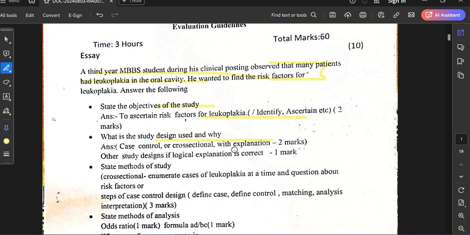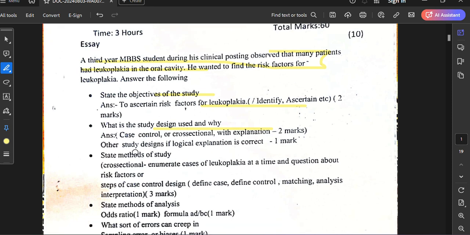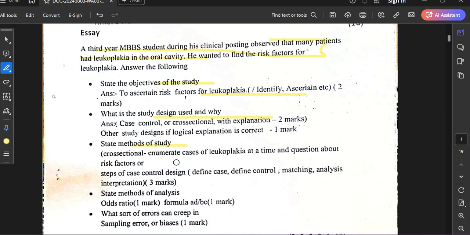What is the study design used and why? Case control or cross-sectional with explanation. Best is case control study. It will be short duration. Other study designs are acceptable if the logical explanation is correct, but do you go for case control or cross-sectional study? Then state the methods of the study. Suppose it is cross-sectional, enumerate the cases of leukoplakia at a time and ask a question about the risk factors. Or the steps of the case control design. Example, define the case, define who is the control, define what is matching, what is analysis and interpretation.